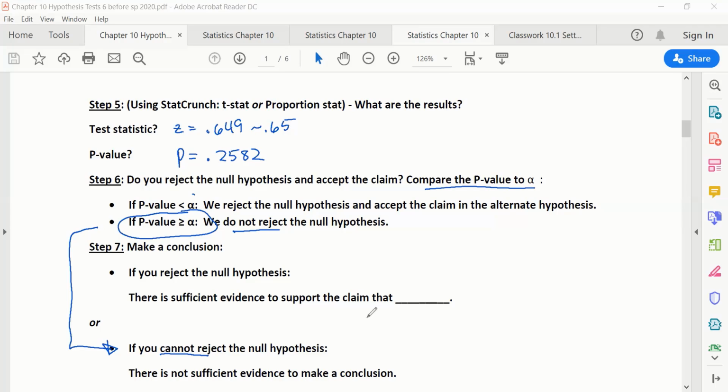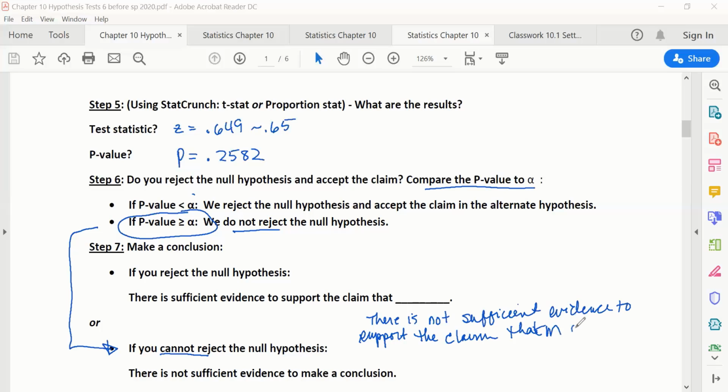Or we want to say there is not sufficient evidence to support the claim that more than 1.9% of Lipitor users experience flu-like symptoms.